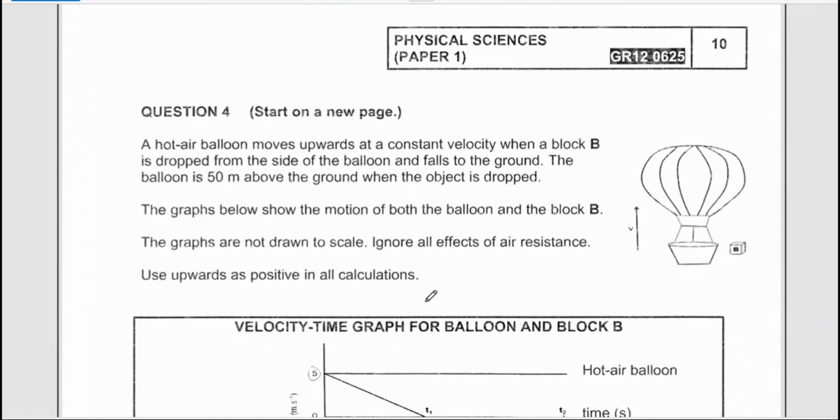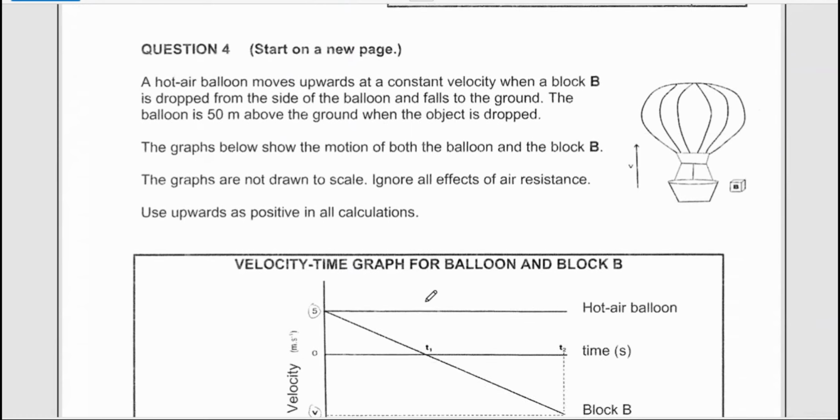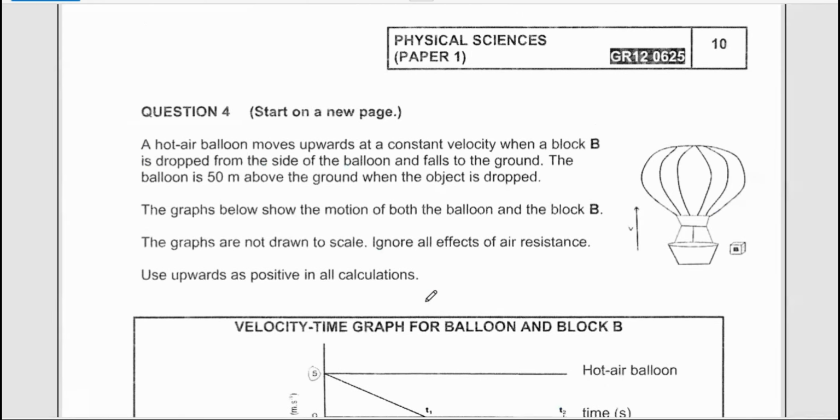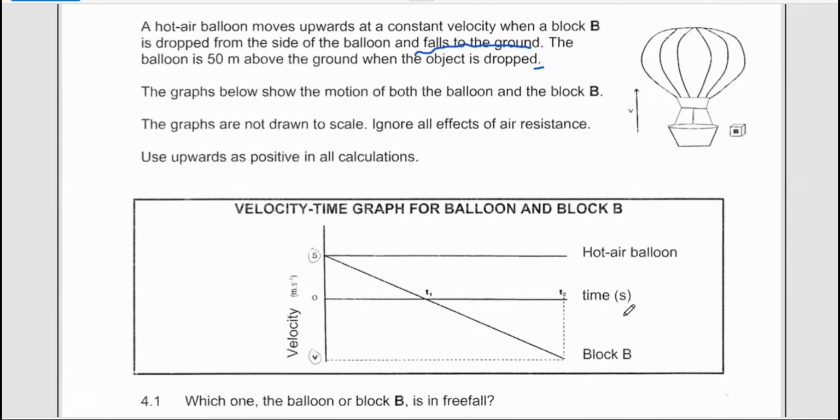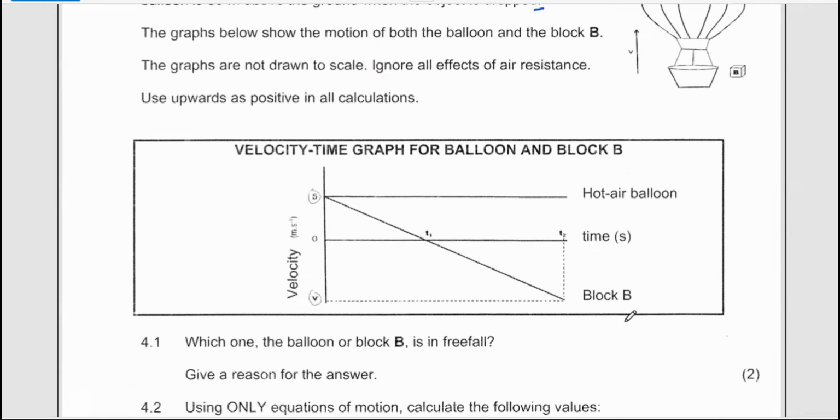Then question number 4. They're telling us that a hot air balloon moves upwards at a constant velocity when a block B is dropped from the side of the balloon and falls to the ground. The balloon is 50 meters above the ground when the object is dropped. The graphs below show the motion of both the balloon and the block, and the graphs are not to scale, so ignore that. Upwards is positive, no calculations. It's not really a big deal there.